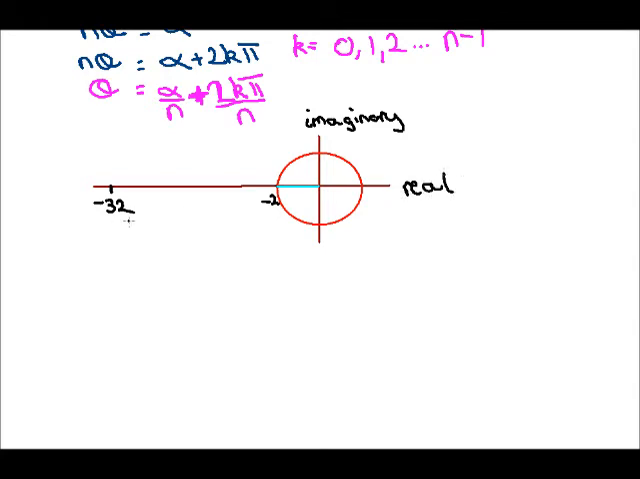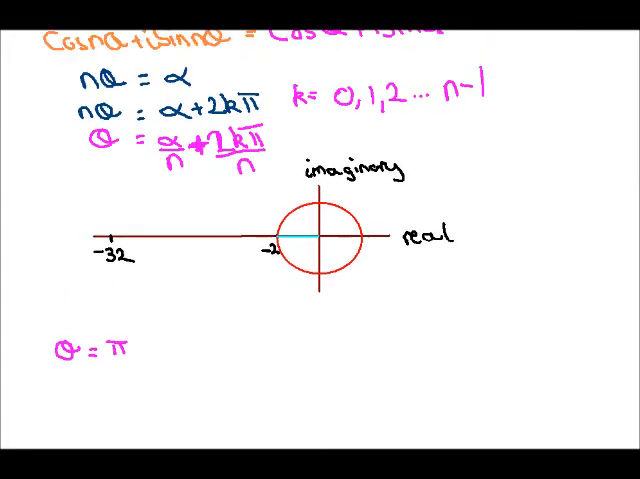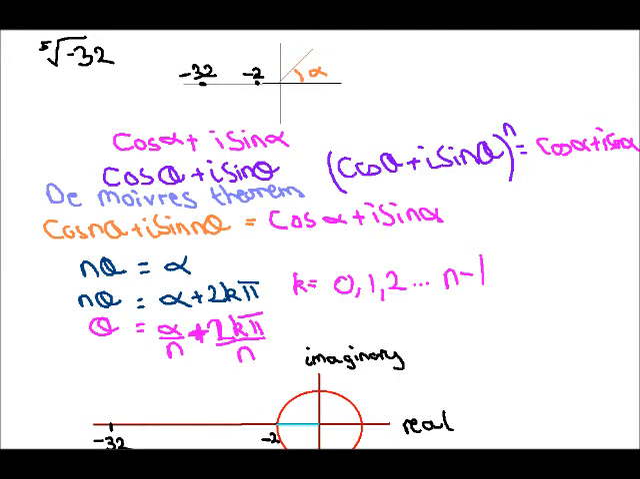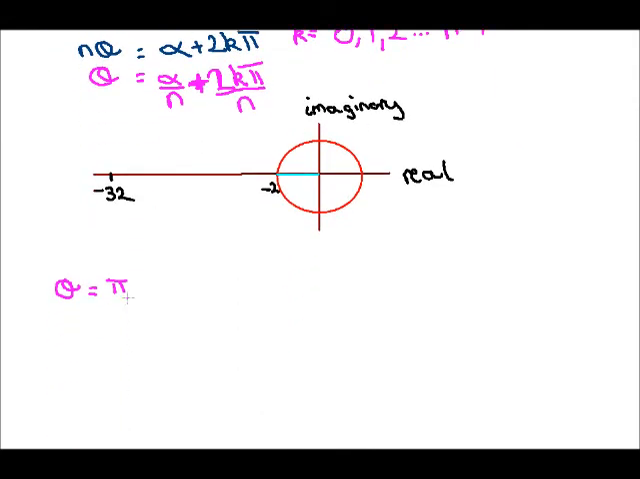Okay, right, now let's try using this formula. What does alpha equal? Well, alpha is going to be the argument of the original number we started with, which was minus 32. The argument of that is going to be pi. It's the angle measured from there to there. So we can stick pi straight into there. So theta equals pi, and n equals 5. We wanted to find the fifth root of minus 32, remember? So n is 5, so it's pi over 5 plus 2k pi over 5 for k equals 0, 1, 2, 3, 4.